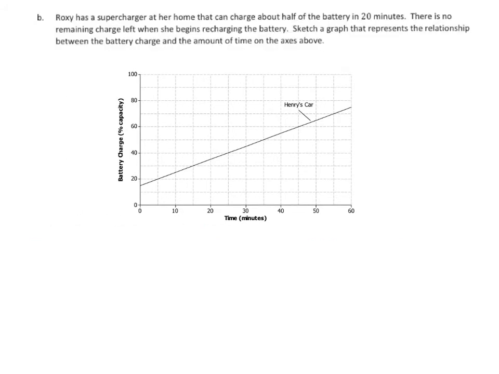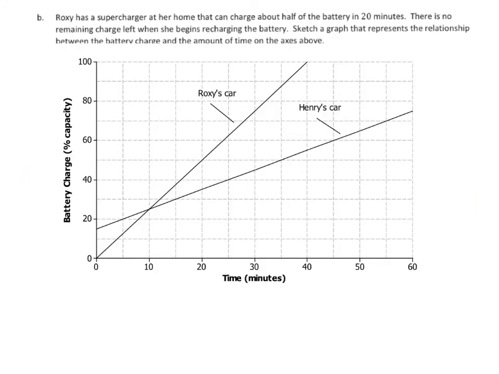Part B. Roxy has a supercharger at her home that can charge about half of the battery in 20 minutes. There is no remaining charge left when she begins recharging the battery. Sketch a graph that represents the relationship between the battery charge and the amount of time on the axes above. The graph shown here represents Roxy's car.